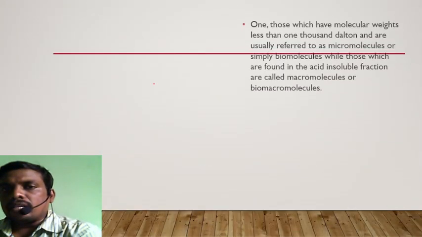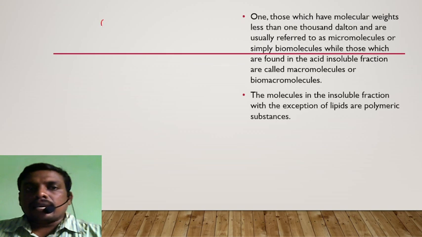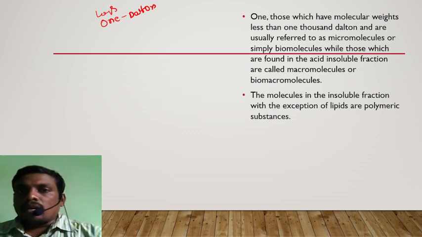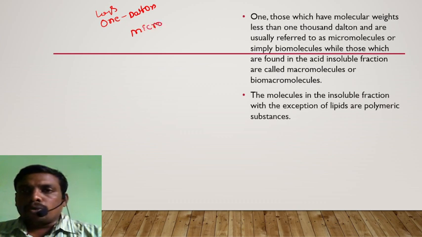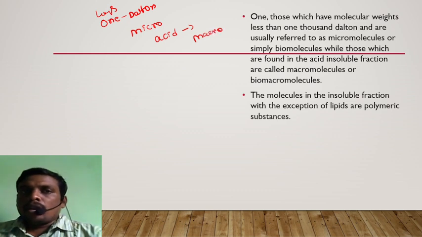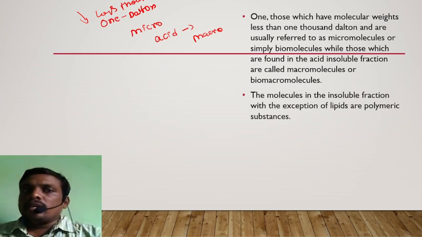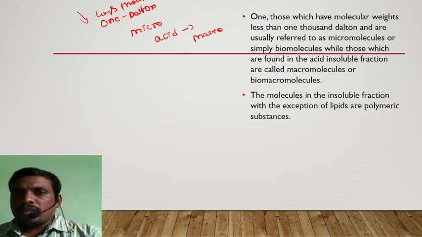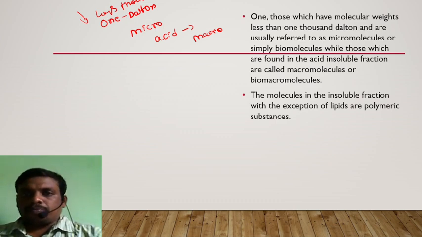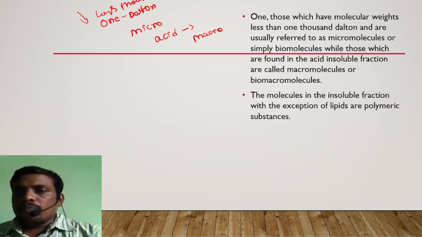Apart from this, those which have molecular weight less than 1000 daltons, sorry, I said 1 dalton, it is less than 1000 daltons, are usually referred to as micromolecules or simply biomolecules, while those which are found in the acid insoluble fraction are called macromolecules.